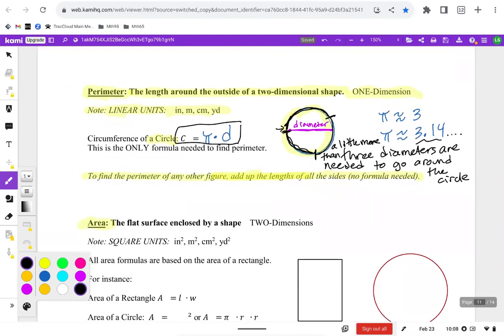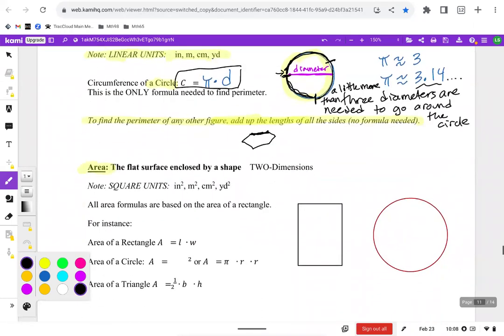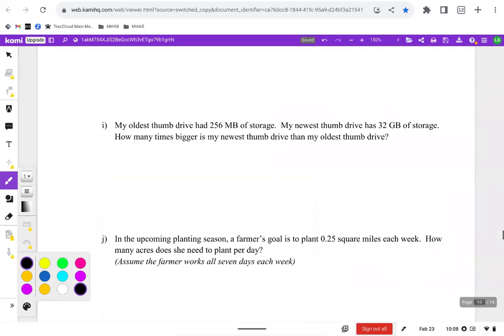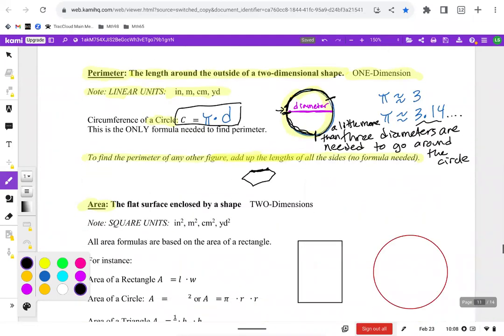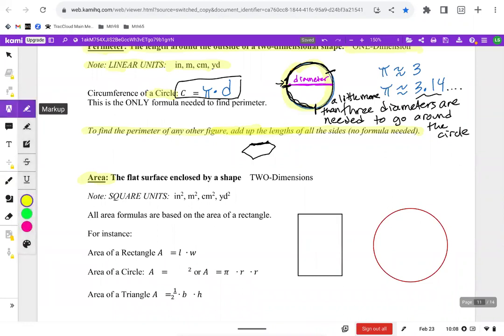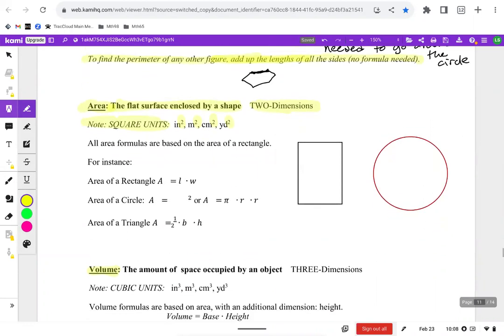Every other perimeter, we have some figure, whatever that figure is, and we can add up the lengths of those straight sides around the figure. So, area is a two-dimensional measurement. It's the flat surface enclosed by a shape. It's always going to be two dimensions, and therefore for any unit for area, we have to have square units. Really important to remember when you answer the question to put in that exponent.